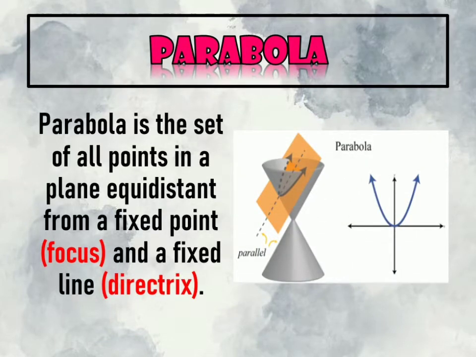A parabola is the set of all points in a plane equidistant from a fixed point, the focus, and a fixed line, the directrix. So this is the illustration of a parabola if a plane intersects a right circular cone.